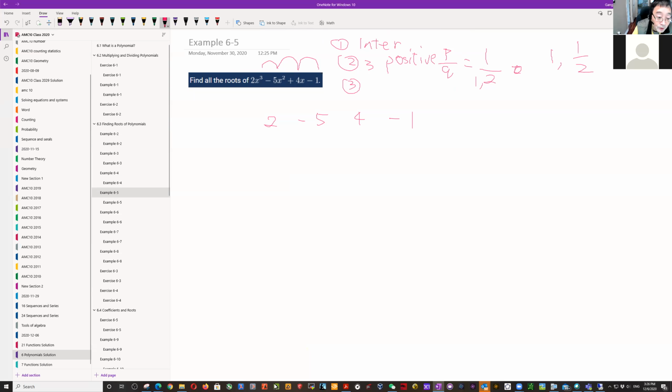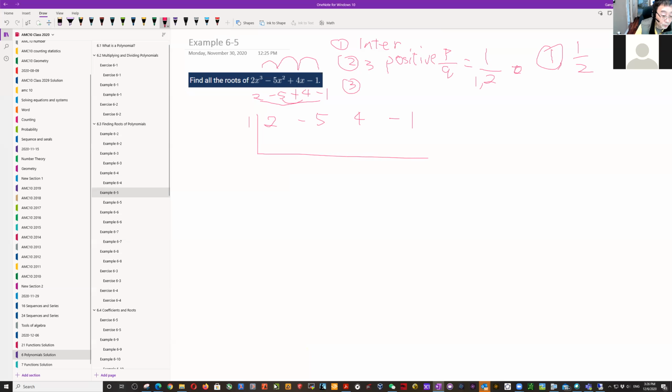And then let's try to plug in 1. Plugging in 1 is extremely easy. It's just 2 minus 5 plus 4 minus 1. So it looks like it's going to add up, because those add up to 0. So basically, 1 is a factor. 1 is a solution.